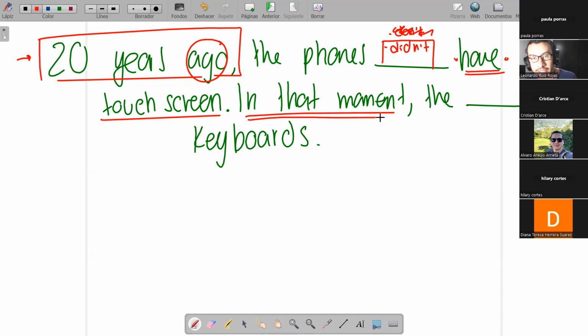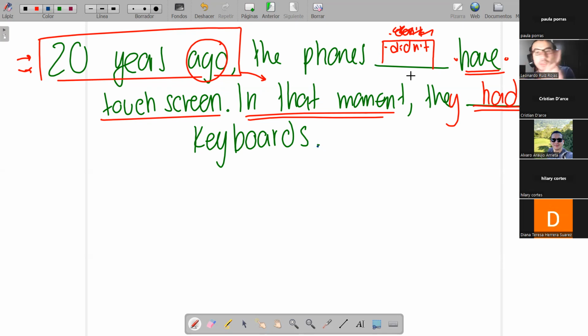In that moment, si yo digo in that moment, I continue with the previous reference. If the previous reference was about the past, in that moment continues talking about the past. So in that moment, they had keywords. ¿Por qué en el pasado? Pues porque como seguía hablando del pasado, el verbo sigue estando en pasado, right? Entonces, ¿qué me permiten las expresiones de tiempo? Justamente esto, contextualizar mi oración y saber si debo usar un auxiliar o un verbo en presente, en pasado o en futuro.